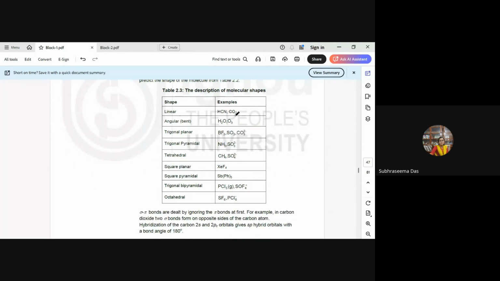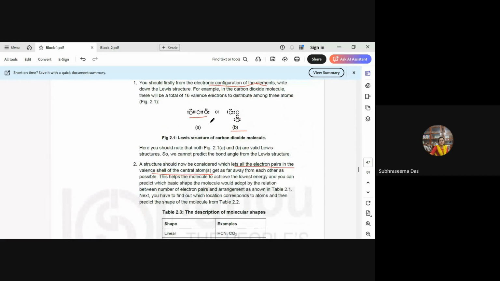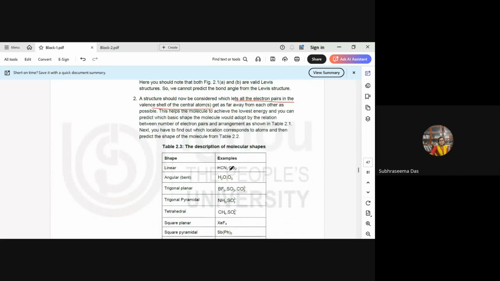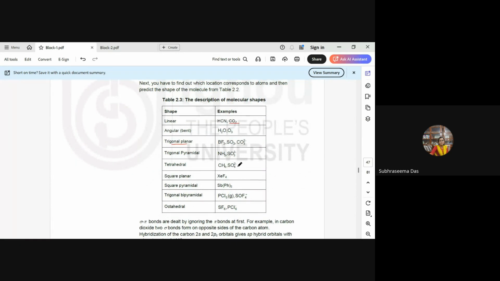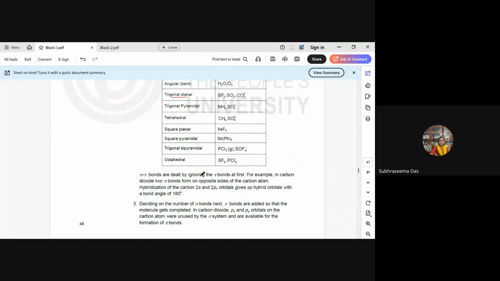Carbon dioxide is a linear molecule. Water is a bent molecule. Bent means that it has an angular structure, or what we call the V shape. Boron trifluoride is trigonal planar. Ammonia is trigonal pyramidal. Then we have methane, which is tetrahedral, and some examples have been given here.